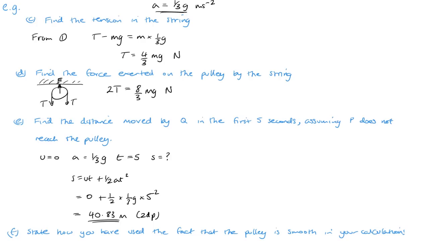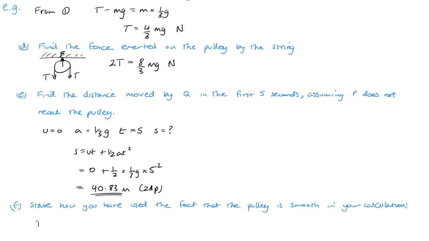And then finally, F, state how you use the fact that the pulley is smooth in your calculations. Well, it's quite simple. The tension in the string is the same at P as at Q. Yep, the tension remains consistent throughout the string, basically. Okay, and that is all there is to it.